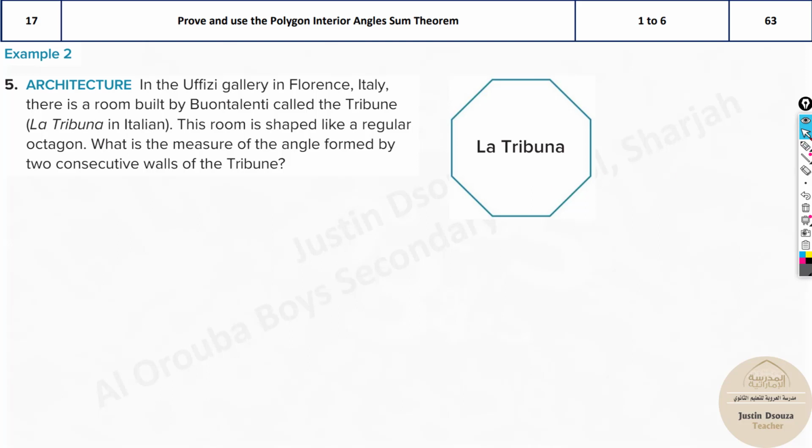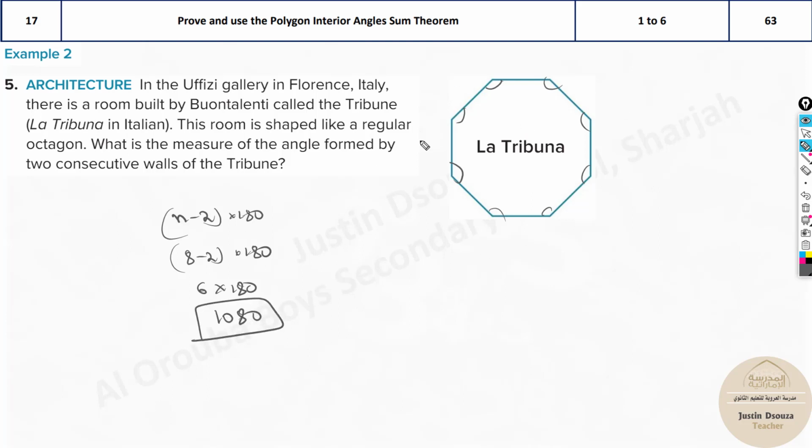It's the same concept over here, but now it's an octagon. That means all the angles are equal here. So how many sides are there in an octagon? It's 8, right? So the formula is n minus 2 times 180. Here it's 8 minus 2 times 180. So it's 6 times 180. So 5 times 180 is 900. 900 plus 180 will be 1080. So this is the sum of the angles for all.